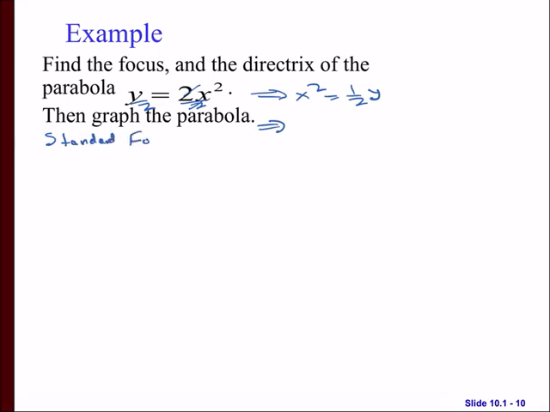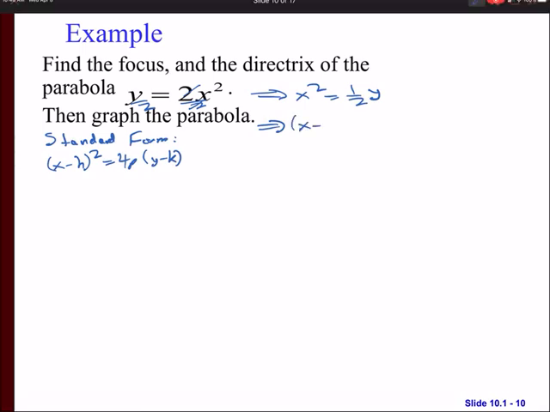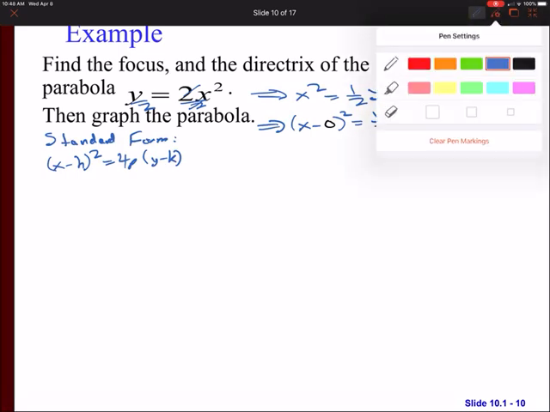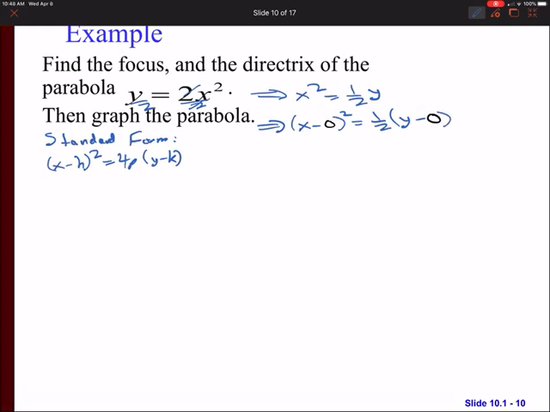And again, this is a graph that opens up. This is a positive x squared graph. But our goal was x minus h squared equal to 4p times y minus k. So as we're looking at our characteristics, we'll put it in standard form here. x minus 0 squared equal 1/2 times y minus, again, what's subtracted from y? Nothing. So y minus 0. So there it is in standard form.